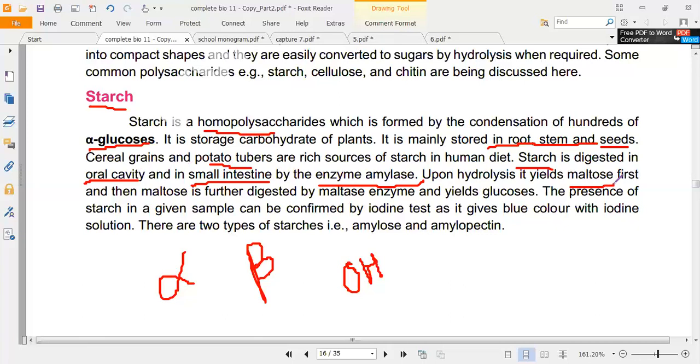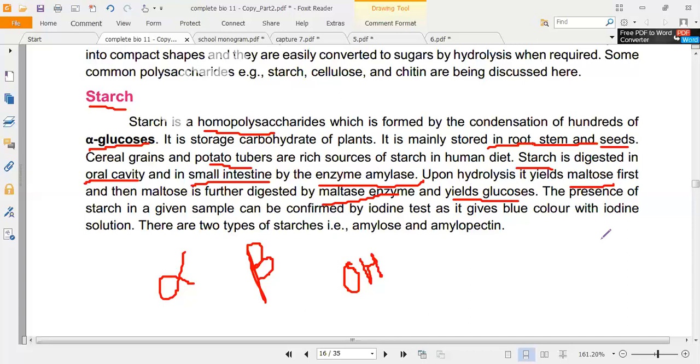We have discussed before that maltose is a disaccharide, and that is formed by the hydrolysis of starch and glycogen as well, and it is formed by two glucose molecules. It yields two glucose molecules. So the long chain of starch is broken down into maltose by the maltase enzyme, and then it is easier to break it down into glucose by the amylase enzyme.